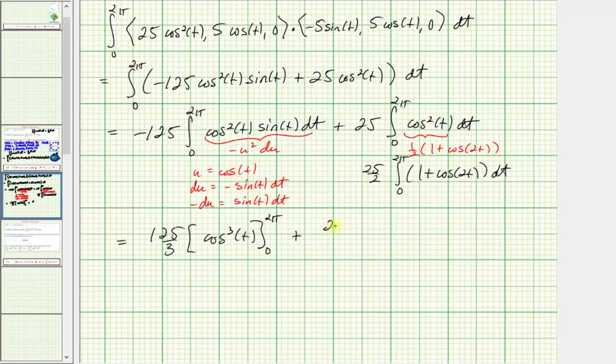So here we have plus 25 halves times, well, the antiderivative of 1 with respect to t would just be t. Now to integrate cosine 2t, we do have to perform u substitution, where u equals 2t, differential u equals 2 dt, dividing both sides by 2. Notice how dt is equal to 1/2 du. So we can think of this as 1/2 cosine u. So the antiderivative would be 1/2 sine u, which is really 1/2 sine 2t.